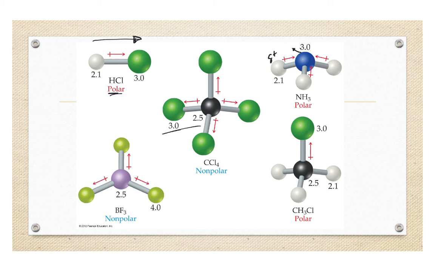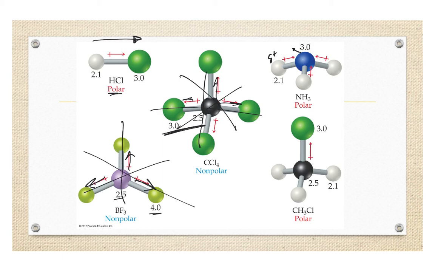CCl4, okay, once again, slightly polar bonds. So we do have dipoles in all those directions, but no matter which way I slice this, it is always symmetrical. All of these dipoles cancel each other out. Same thing over here with BF3. Okay, definitely a polar bond, but the polarity pulls outward in all of them, and so again, this is symmetrical any way, shape that I try to dissect it. So it is non-polar as well.